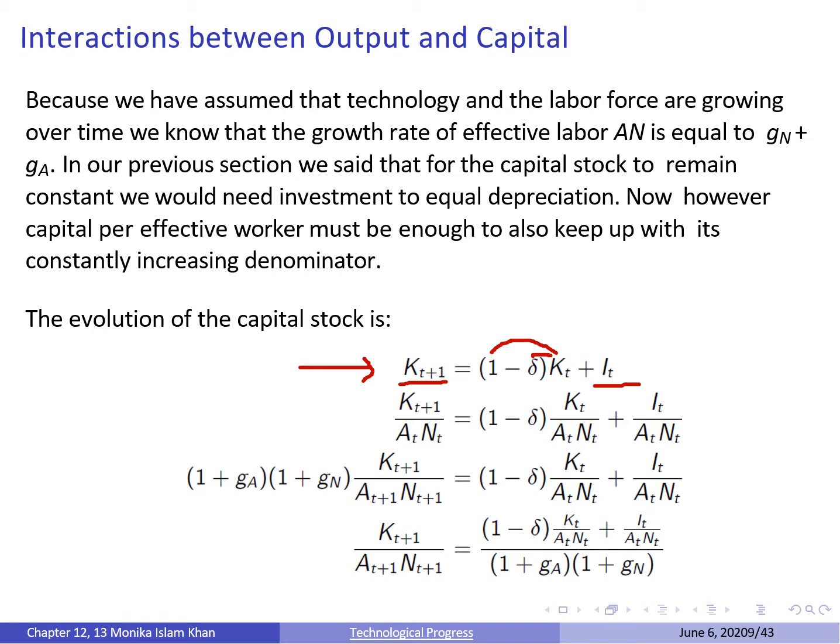Notice how there is a t subscript on both A and N, because now we are assuming that both technology and labor supply are growing, so they have time subscripts. In the last lecture, N did not have any time subscript because we thought of labor as not growing. It was constant, but now it is growing.